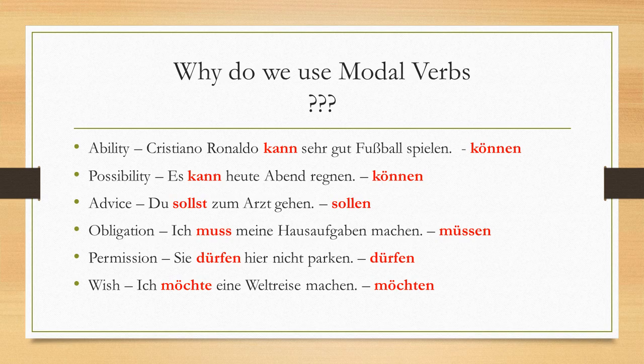And if we talk about wishes and desires, we have another modal verb, and by using möchten, we can say what we are wishing for or desiring. So we can say ich möchte eine Weltreise machen. This is a wish that I would like to make a world journey, a world tour.